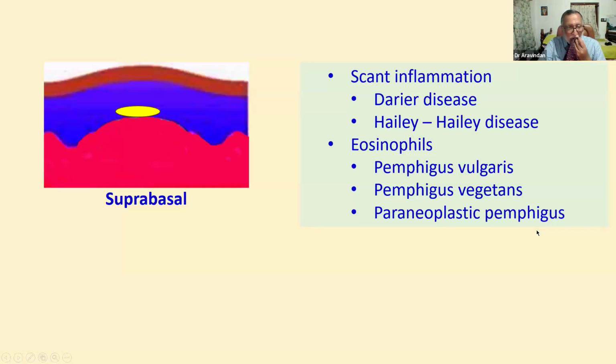So these are the differential diagnoses of suprabasal bullae: scant inflammation, Darier disease, Hailey-Hailey; eosinophils in pemphigus vulgaris, pemphigus vegetans, and paraneoplastic pemphigus.